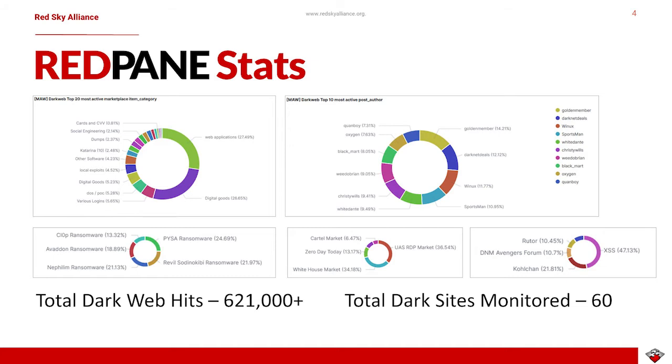And like I talked about tracking actors across different forums, we've also got a dashboard for the top 10 threat actors that we've seen across our dark web data. So here you can see Golden Member accounts for about 15% of the top threat actor activity that we've seen in our dark web data. And then in the bottom left, the chart that you see, we're also tracking different ransomware leak groups. We've got Avedon, Revil, Pisa, Clop, and Nephilim there. And I'll talk a little bit more about groups like Avedon in a minute here.